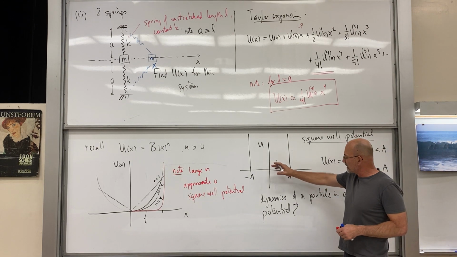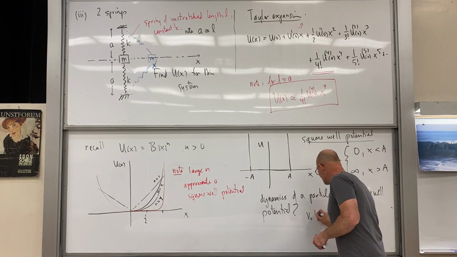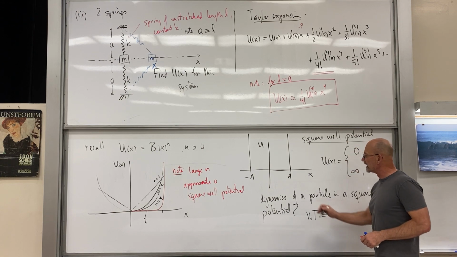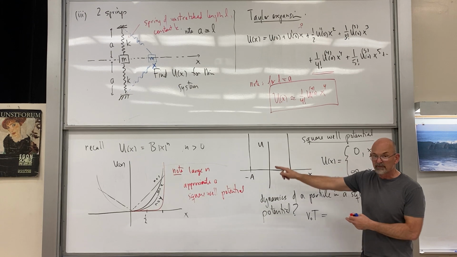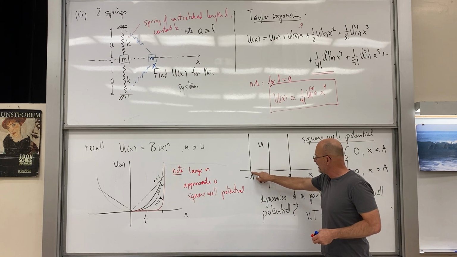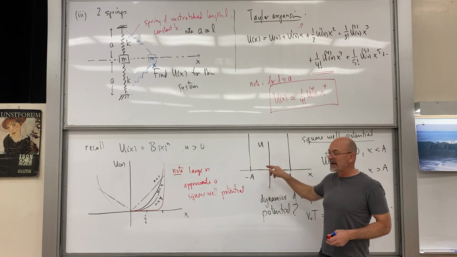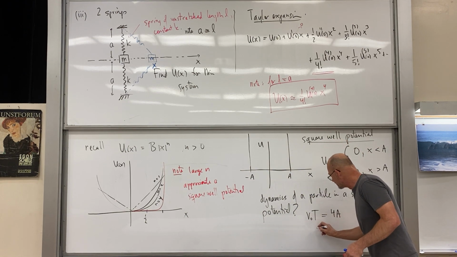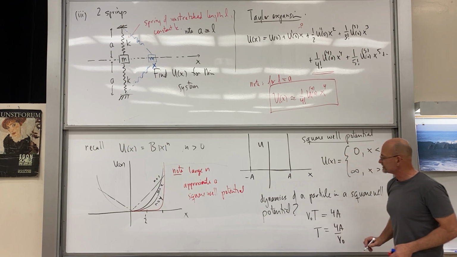So trivial in that regard, and we can do the following. We can say V naught T is equal to what? Well, if T is going to be the period of this back and forth oscillatory motion, it's going to have to be equal to 4 times A. So from A to minus A and back again. So V naught T is equal to 4 times A. T is equal to 4A divided by V naught.